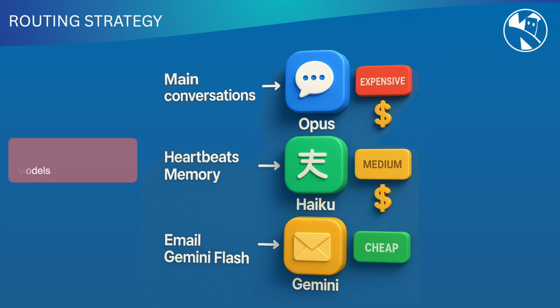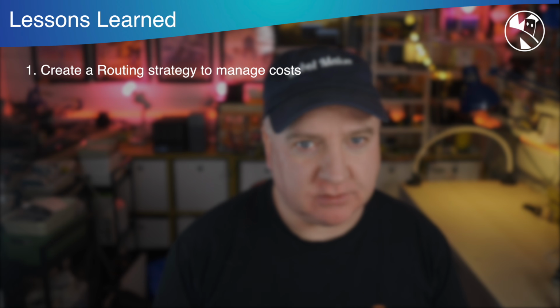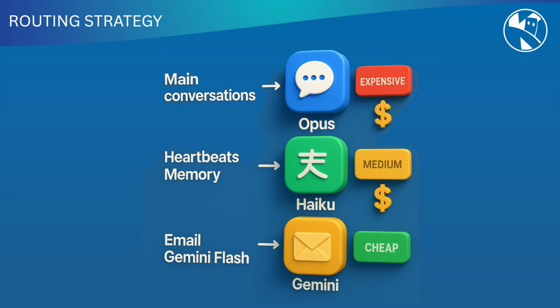So I created a routing strategy. The main conversations use Opus for complex reasoning. Heartbeats use Haiku for simple checks. Memory updates, again they can use Haiku. Email filtering, Gemini Flash. Super cheap.